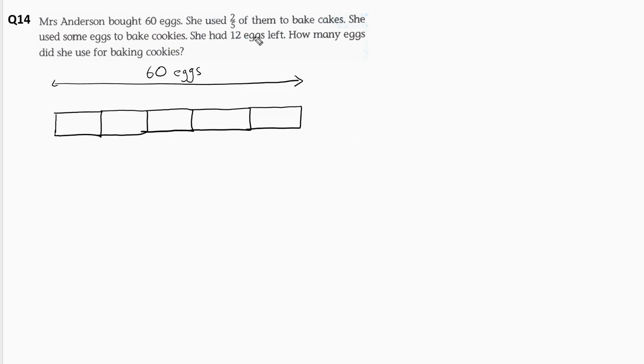So what are we told? She used 2/5 to make cakes. Okay, so that's 1/5, 2/5. So this is cakes. Okay. What else do we know?